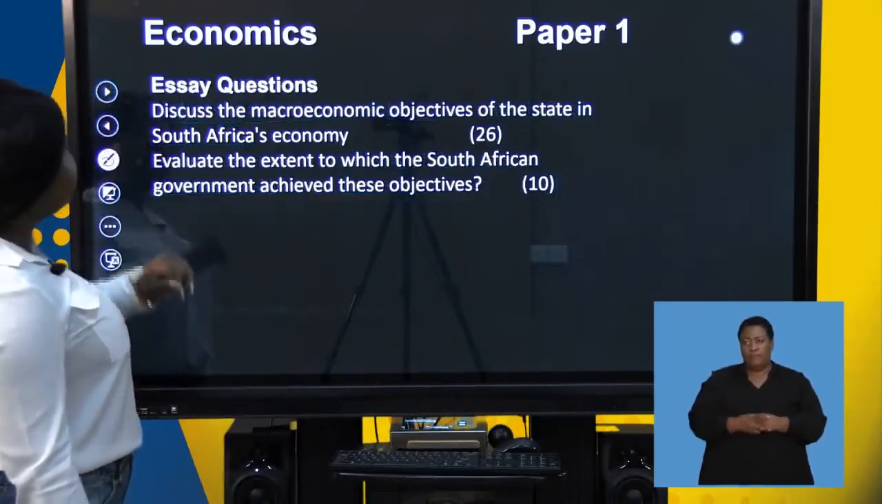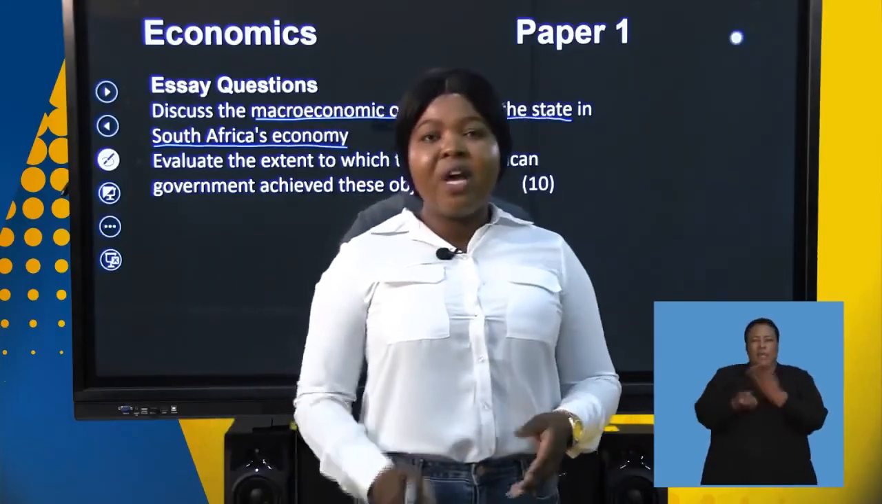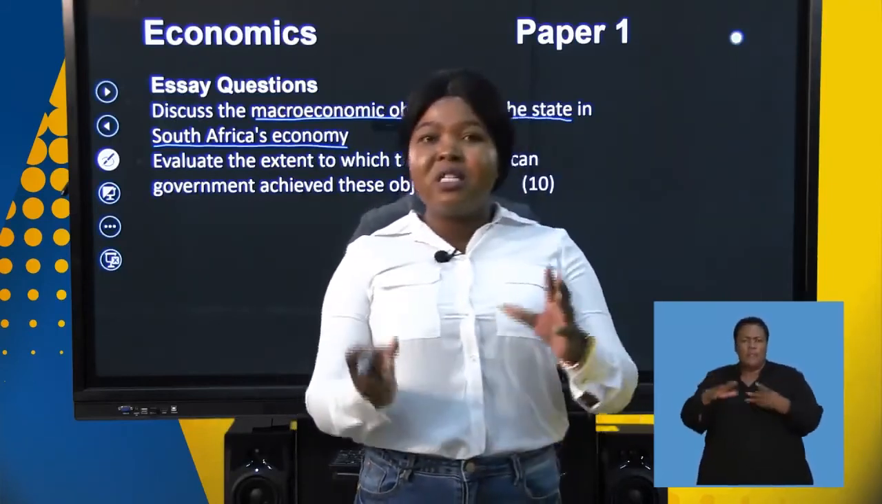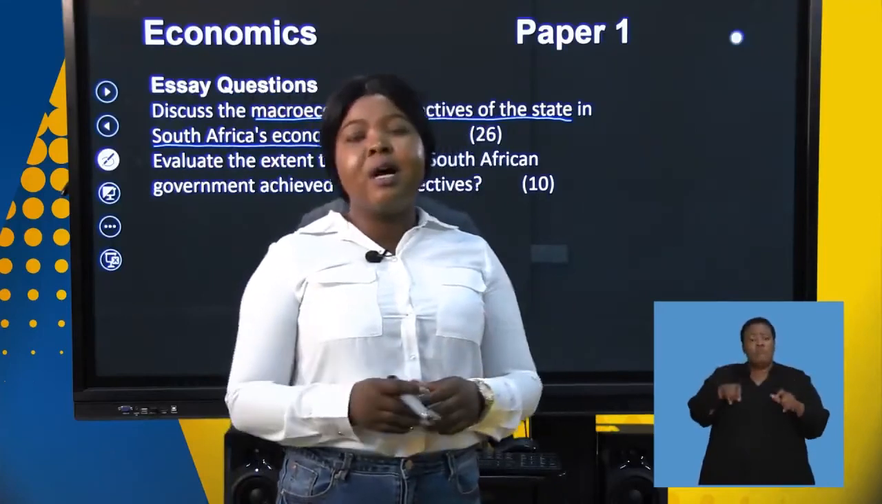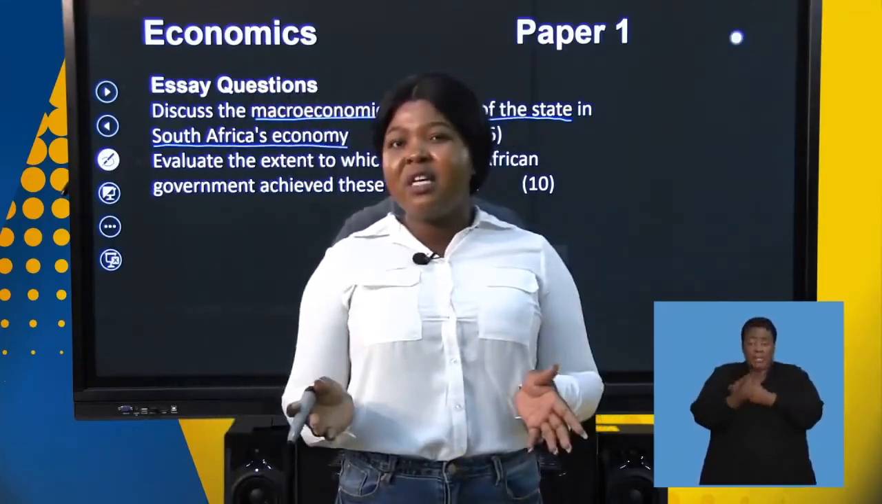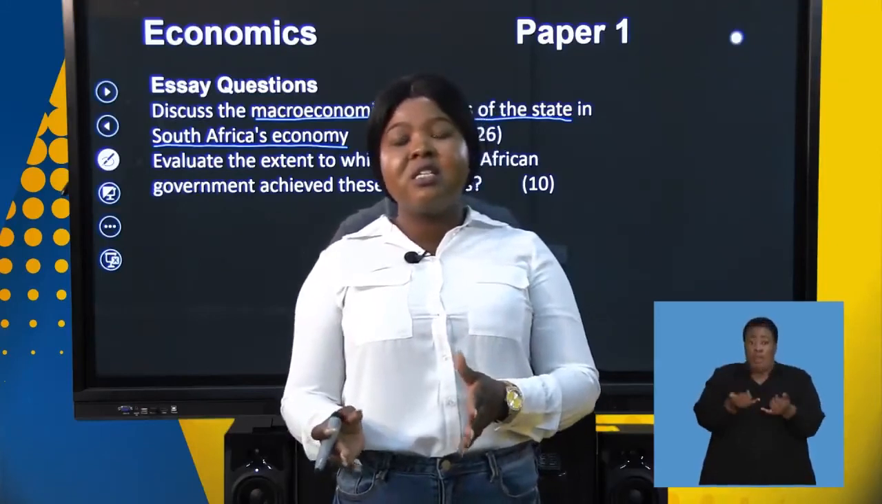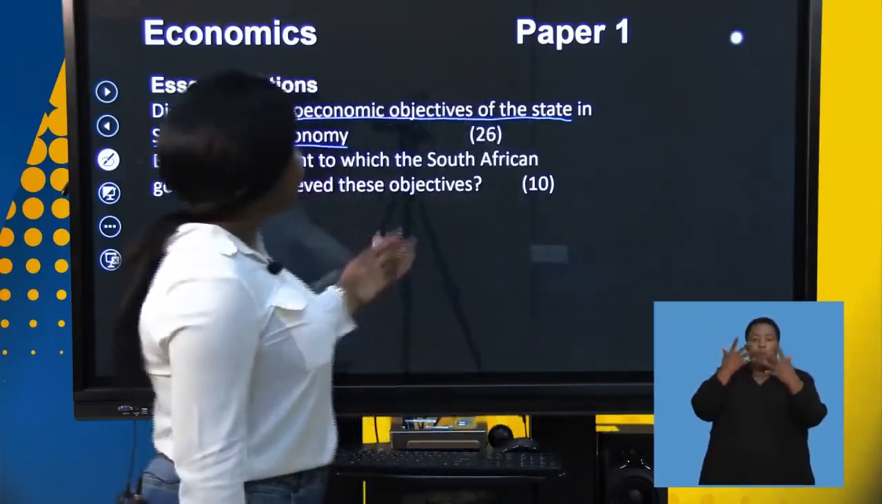Then the next question that we have there is discuss the macroeconomic objectives of the state in South Africa's economy. Right, this one, guys, needs you to be abreast with your current affairs. We are looking at things like full employment, economic growth, price stability. When you are explaining price stability in an essay like this, you need to quote what is currently happening in the economy. State what our inflation target is, 3 to 6%. What is our current inflation rate? So you need to quote, our inflation is currently sitting at this, our target is currently sitting at this. Are we within the target or outside the target? You need to be able to explain that there.